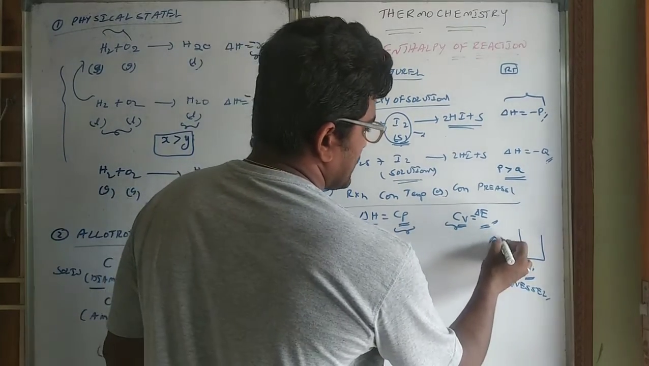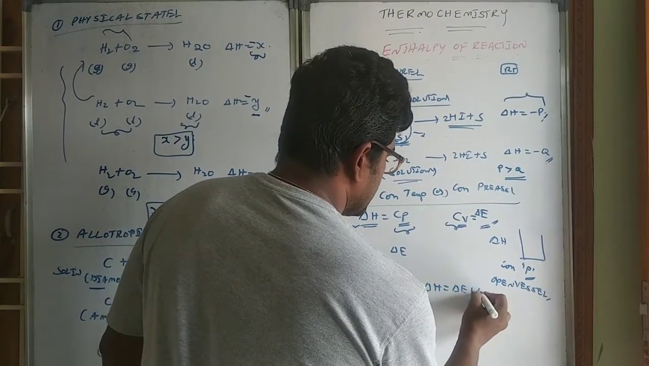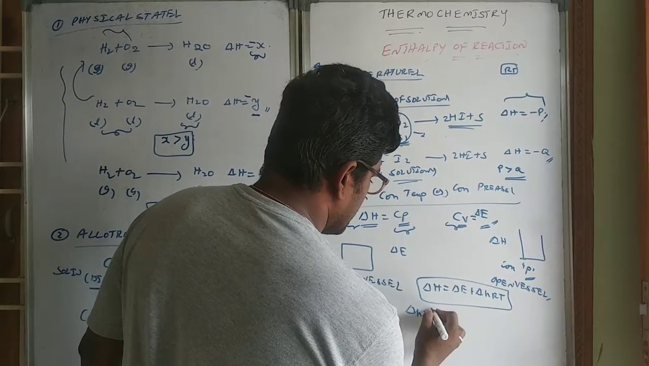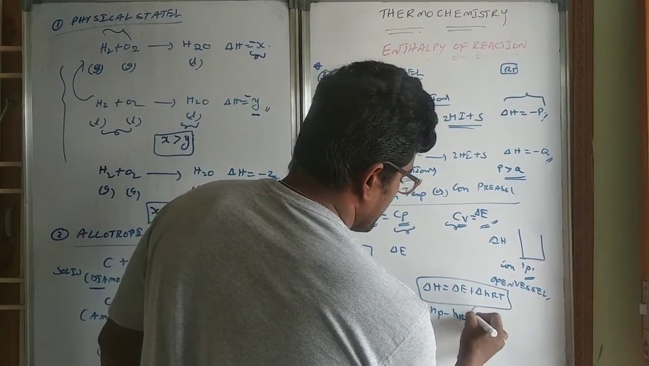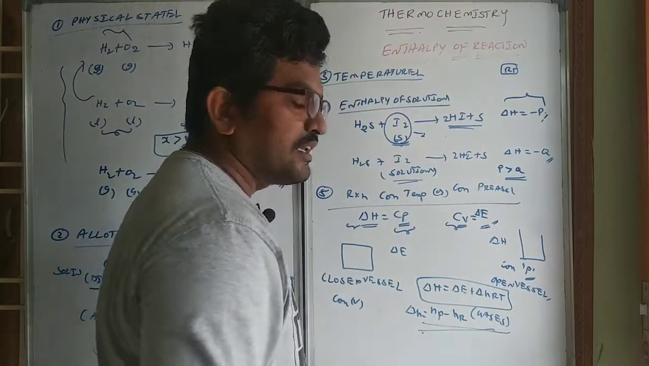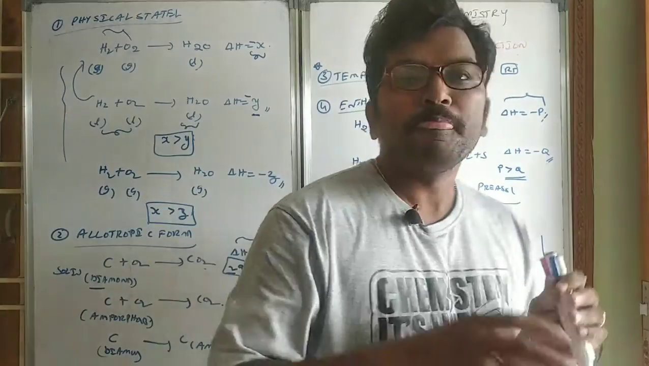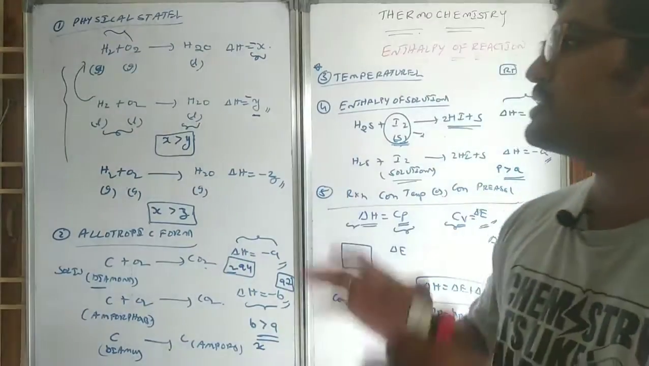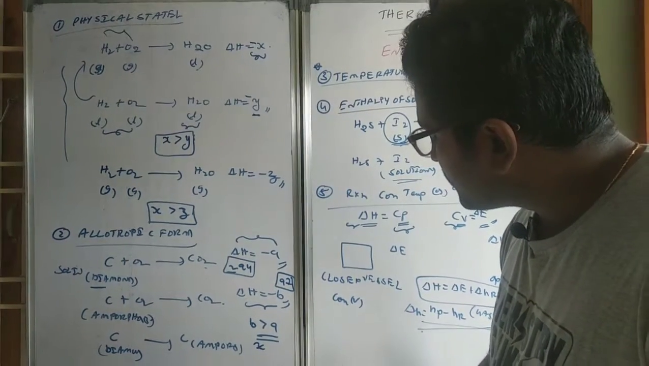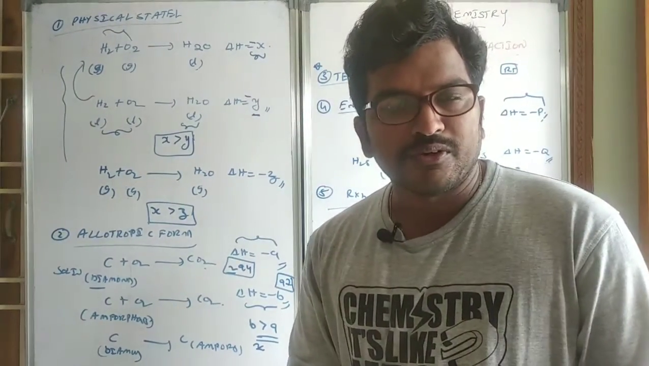So delta E and delta H. The relation is delta H equals delta E plus delta nRT, where delta n equals number of moles of gaseous products minus number of moles of gaseous reactants. Only gases we will consider. Like this, we can study what is enthalpy of reaction, how many types of reactions are there based on the enthalpy of reaction, and what are the factors affecting enthalpy of reaction.